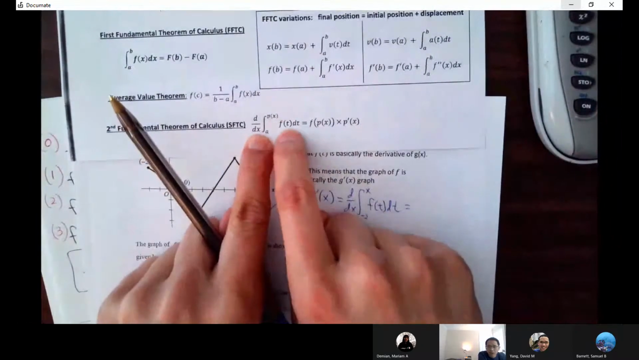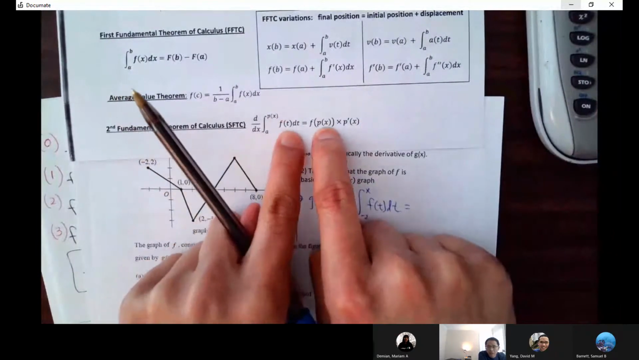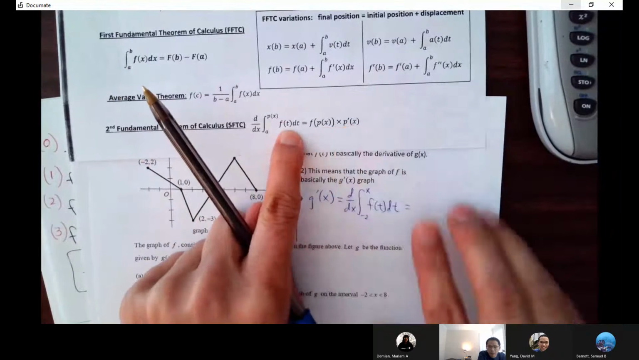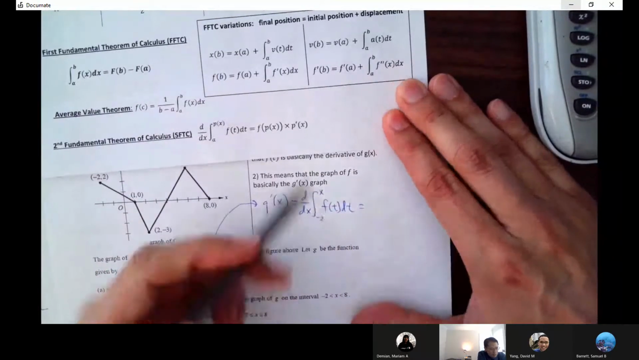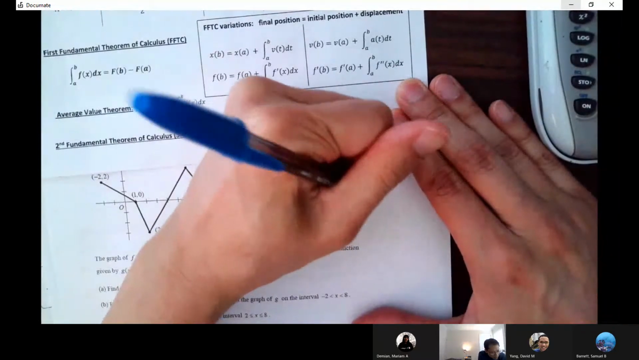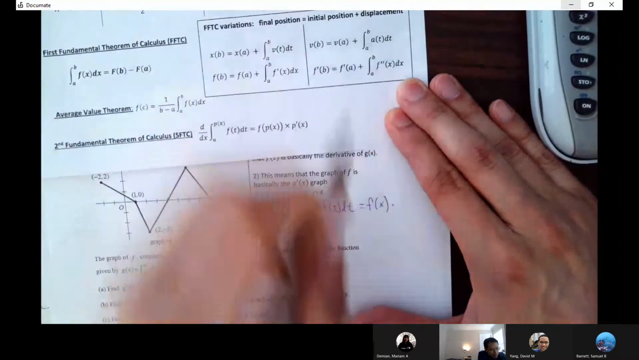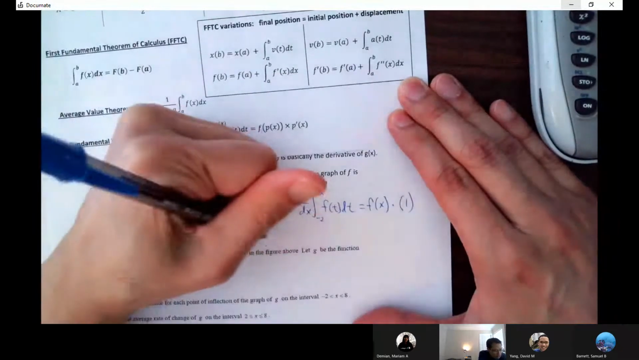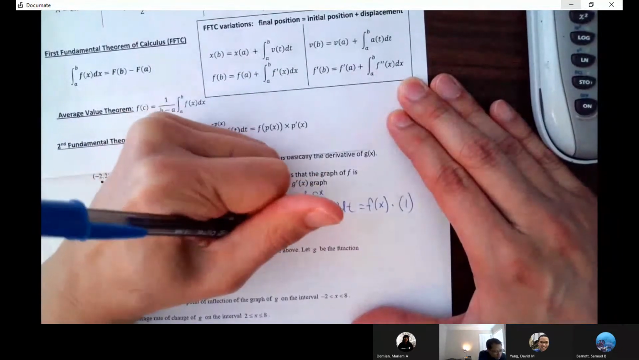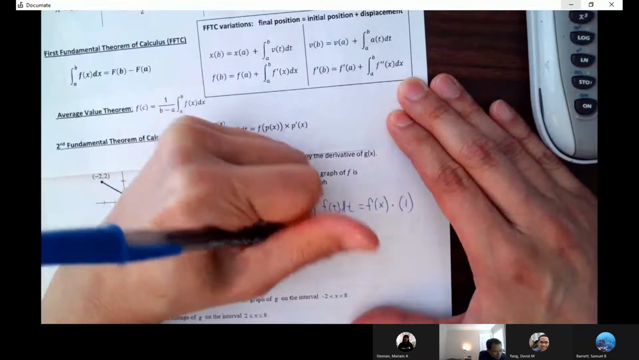Right. We put the upper bound into the variable of our function, and then we multiply by the upper bound's derivative. So if I did that, the x gets inserted into the t, so all of a sudden it becomes f of x times the upper bound's derivative, so no impact, times 1. So basically I can say g prime is equal to f of x.